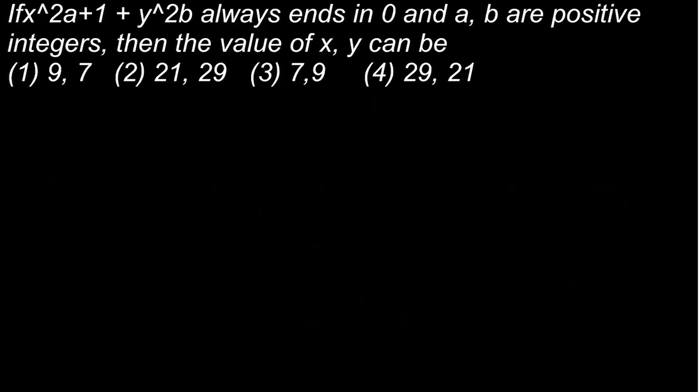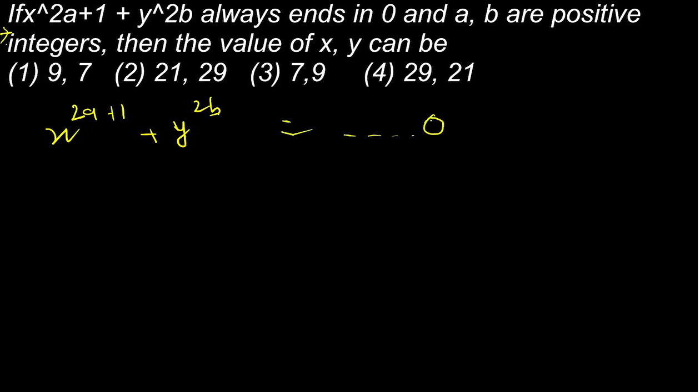If x to the power 2a plus 1 plus y to the power 2b always ends in 0, and a and b are positive integers, then the values of x and y can be. Okay, so this is another problem of cyclicity. These are not direct problems, these are indirect problems. So x to the power 2a plus 1 plus y to the power 2b always ends in 0.